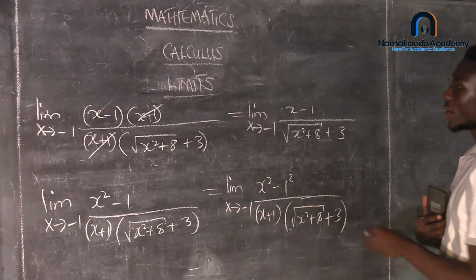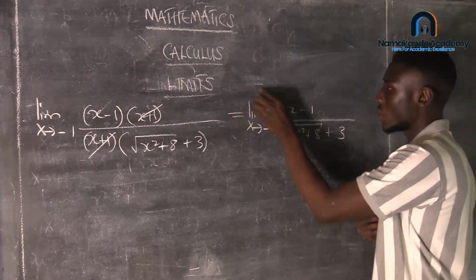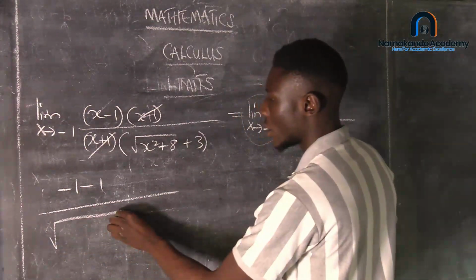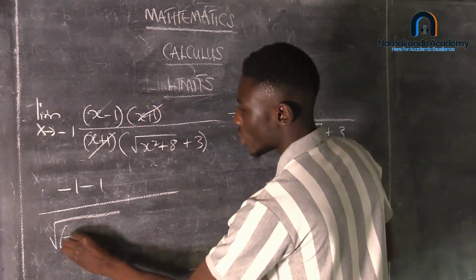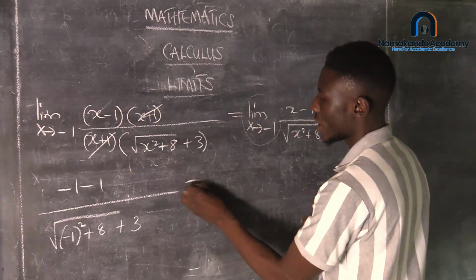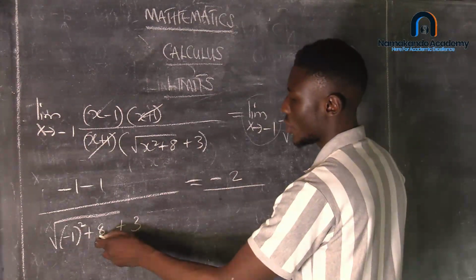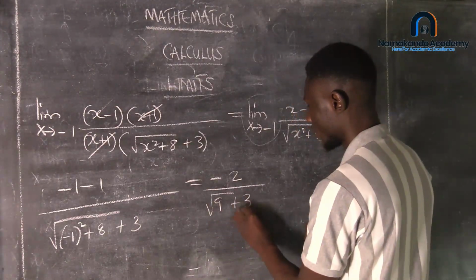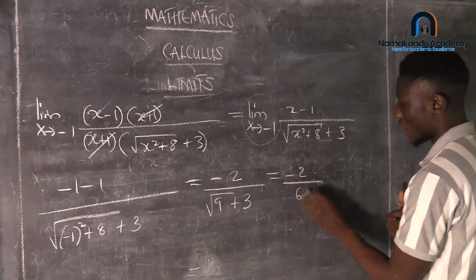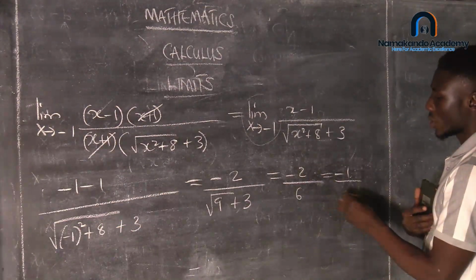Now it is safe to substitute negative 1 wherever there's x. Upon substituting, we have negative 1 minus 1 over the square root of negative 1 squared plus 8, then plus 3. This gives us negative 1 minus 1, which is negative 2, over the square root of 1 plus 8, which is the square root of 9, plus 3. So negative 2 over the square root of 9, which is 3, and 3 plus 3 gives us 6. So on top we are left with negative 2 over 6, and 2 going into 6 gives 3, so the answer is negative 1 over 3.